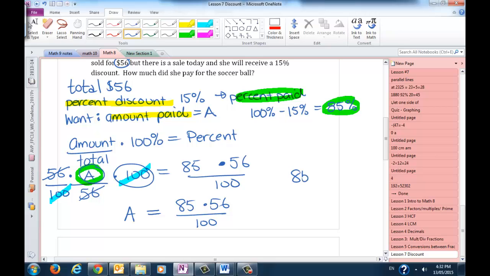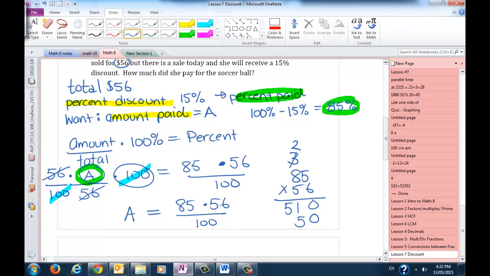I don't know what 85 multiplied by 56 is, but I can do this using long multiplication. 6 multiplied by 5 is 30. 8 multiplied by 6 is 48, plus 3 is 51. I'm going to drop my 0 in. 5 multiplied by 5 is 25.